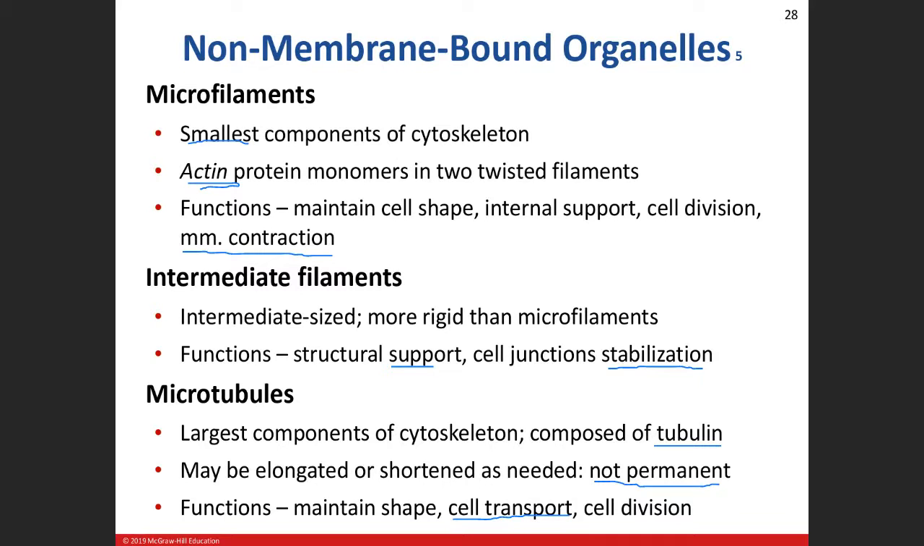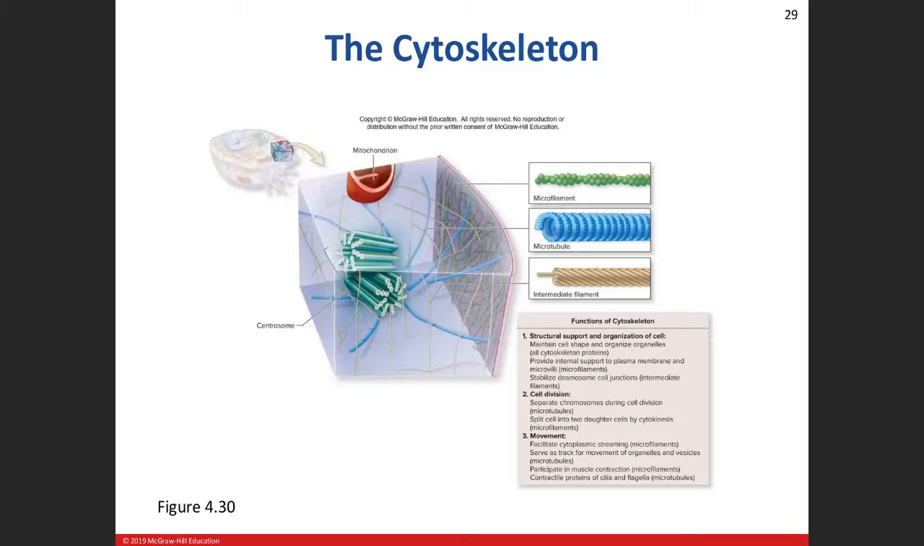Also, when we're engaging in cell division, when we're forming that mitotic spindle, once the cell is divided, we have no more use for that mitotic spindle. So if it were permanent, we'd be stuck with it. But since it's not, we just break it down and get rid of it. So you can see a couple of examples here of the cytoskeleton.